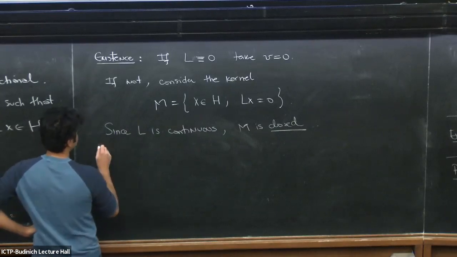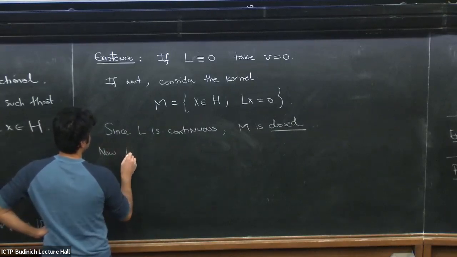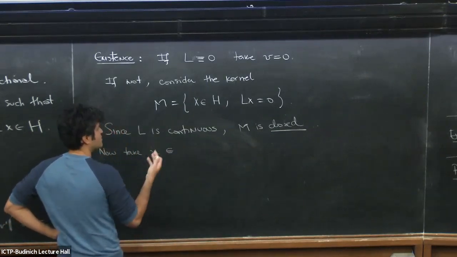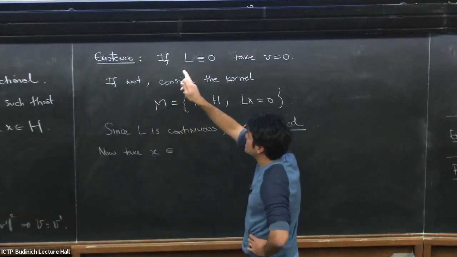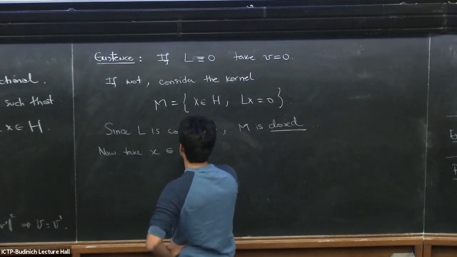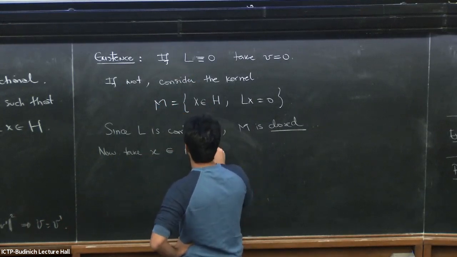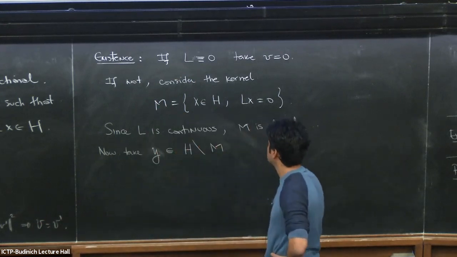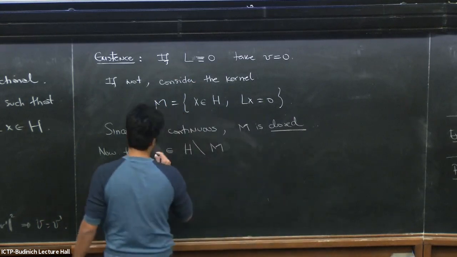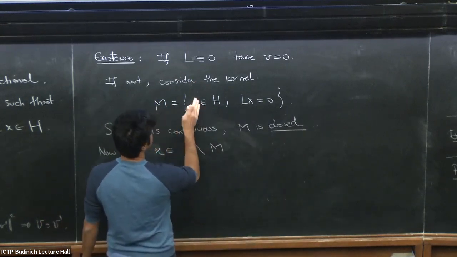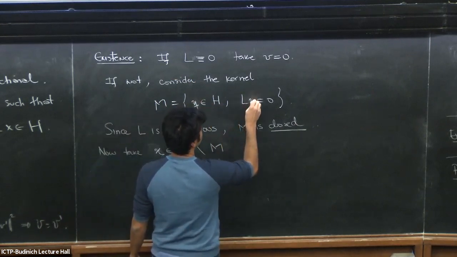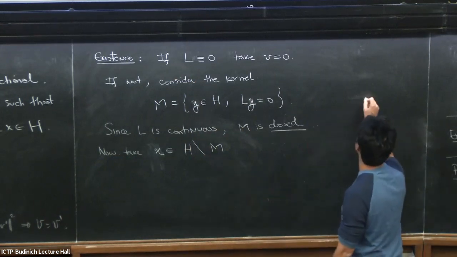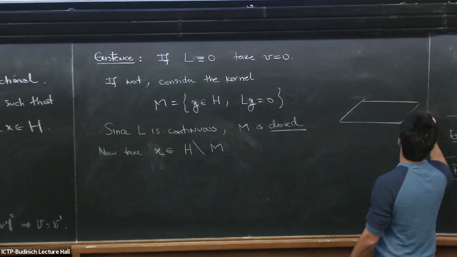So now take a point x that doesn't belong to M. We have argued that this M is not everybody if my L is not 0. So take a point x that belongs to H and not M. Or maybe, let me call this subspace the set of points y such that L of y is 0. It's better like this. Take a point x outside of this space. So here is M, here's your point x.